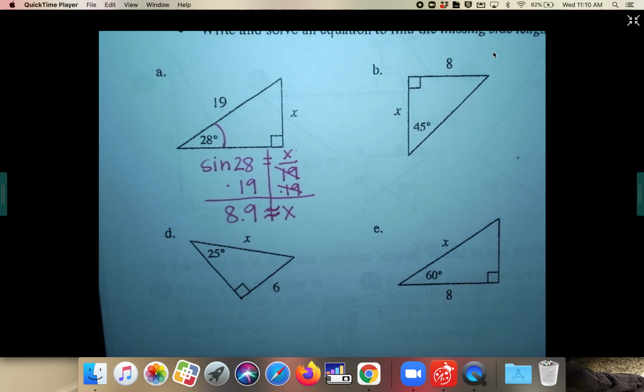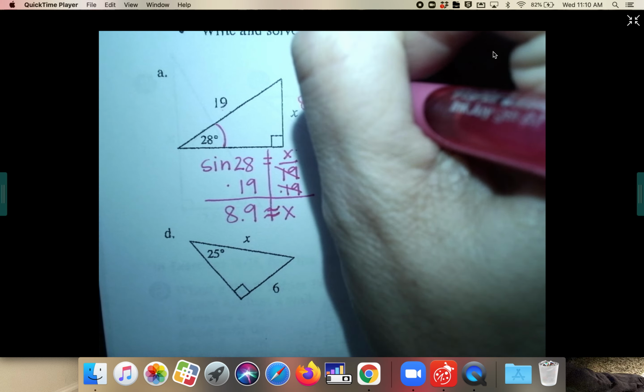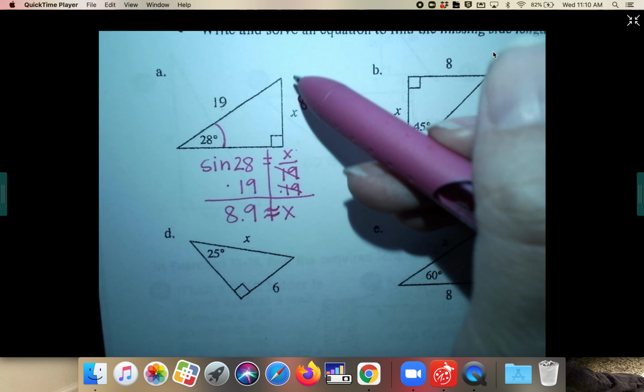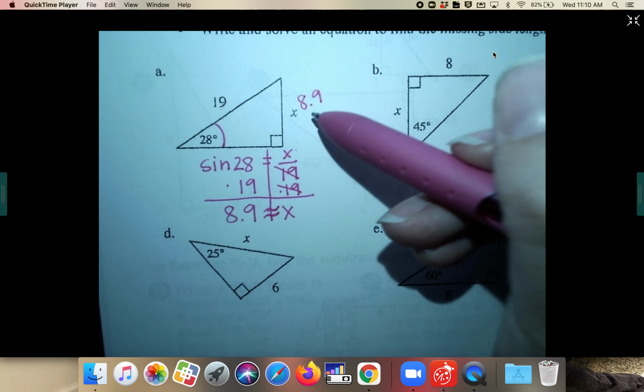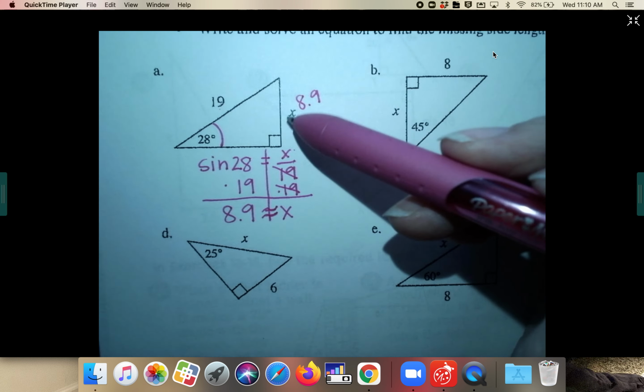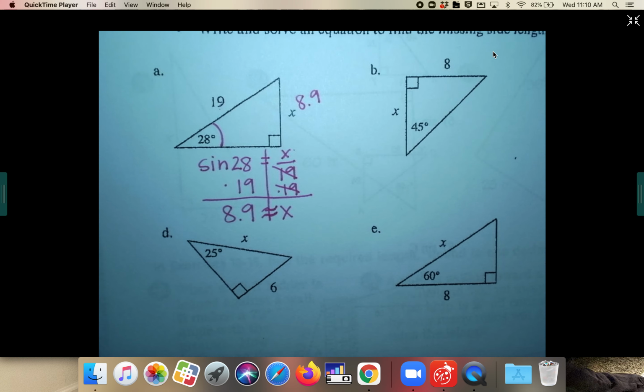And I always like you guys to check it. If this side length is 8.9, does that make sense? It should, because the longest length is the hypotenuse, and that's 19. So I think it's very reasonable that this shorter side length could be about 8.9.